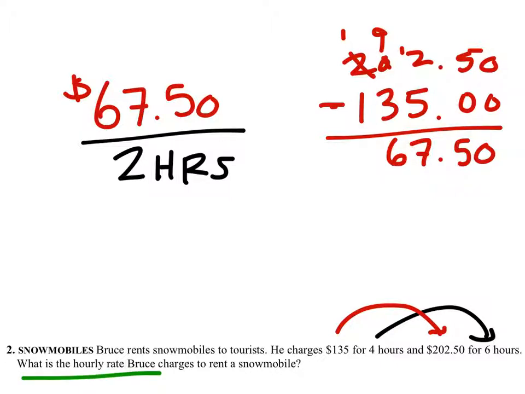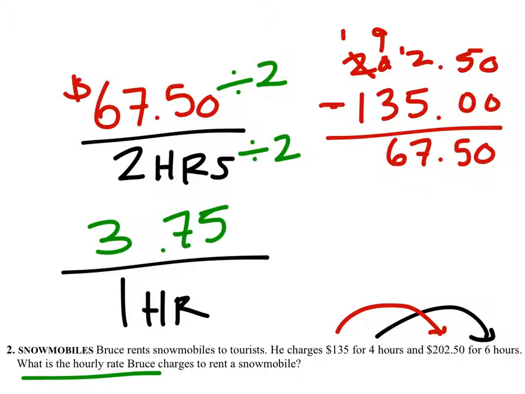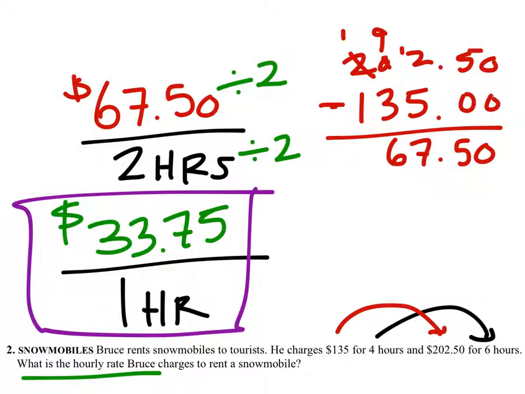But that's not what we want. Down here at the bottom, it says, what is the hourly rate Bruce charges to rent a snowmobile? So we really want to know how much it costs for 1 hour. To do that, we divide the 2 hours by 2, which means we need to divide the $67.50 by 2 as well. That gives us $33.75 for 1 hour, which is the hourly rate Bruce charges for snowmobile rentals.